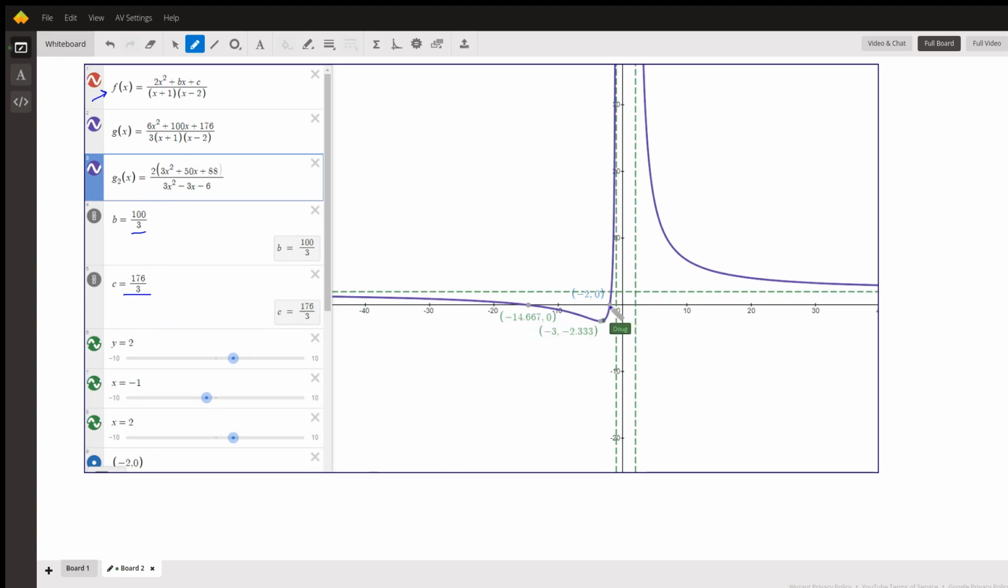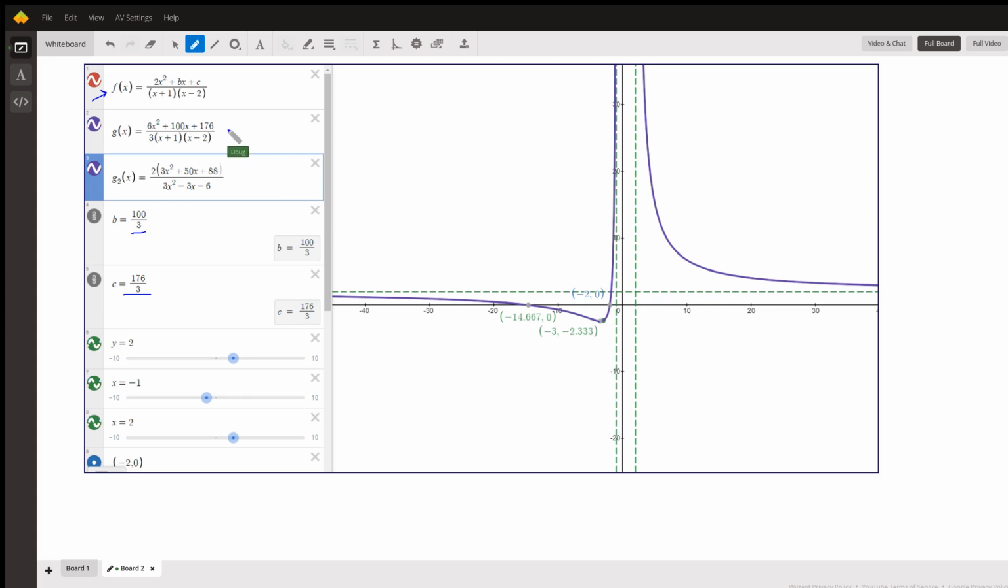There's the x-intercept at -2, 0. There's the point where the graph passes through -3, -7/3. And here's the horizontal asymptote, y equals 2. And vertical asymptotes at x equals -1 and x equals 2.